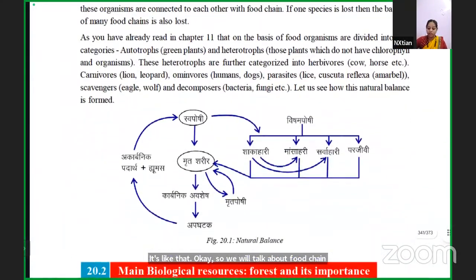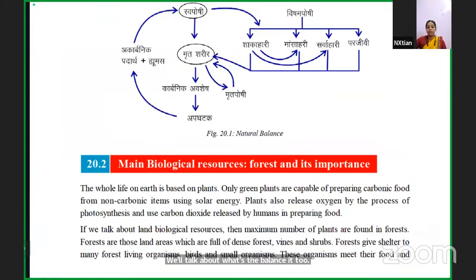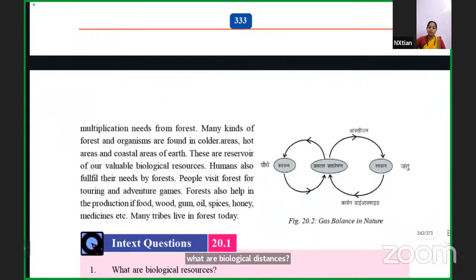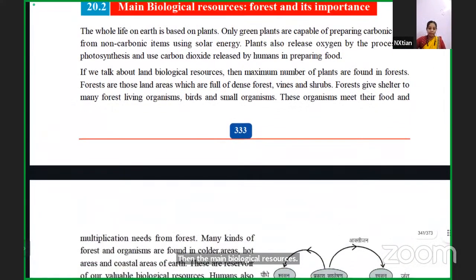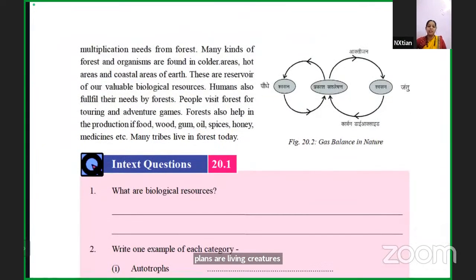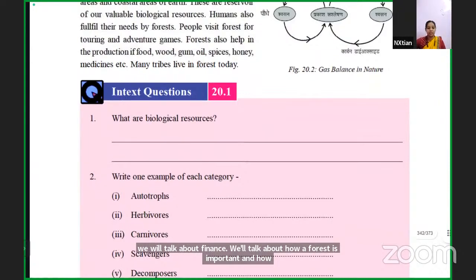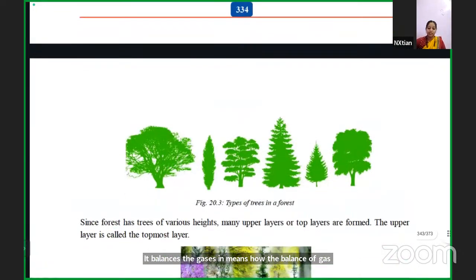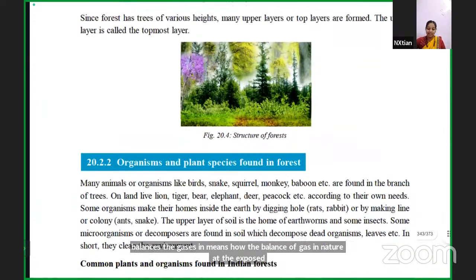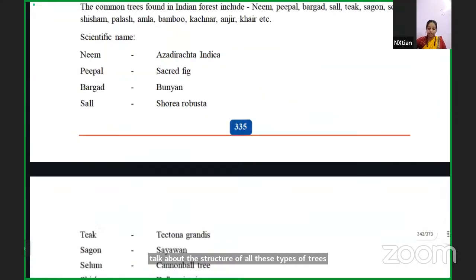We'll talk about what are biological resources, then the main biological resources. We'll talk about a forest. That is also a biological resource because plants are living creatures. So we'll talk about forests. We'll talk about how a forest is important and how it balances the gases in nature, how the balance of gas in nature takes place. We'll talk about the structure of forests, types of trees, then organisms and plant species found in a forest.